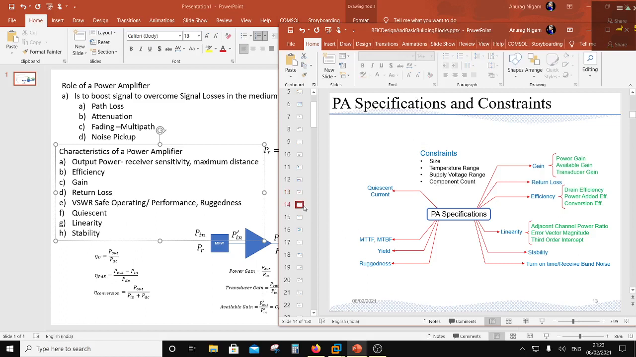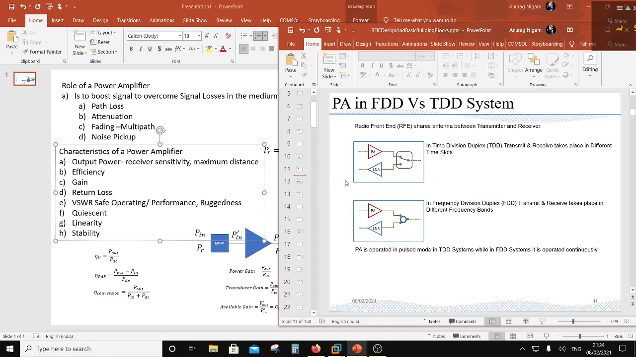Now there are different types of PAs. PA basically can be in two systems, which I have already discussed. It can be an FDD system, frequency division duplex, in which there is a circulator. Then there is a TDD system in which there is a switch. You might be turning off the PA when the receiver is receiving and the switch has moved to the receiver. Then your PA is supposed to be switched off so that the LNA doesn't receive any noise from the PA side, because they are in the same frequency band. So in that case, the PA has to be switched off.